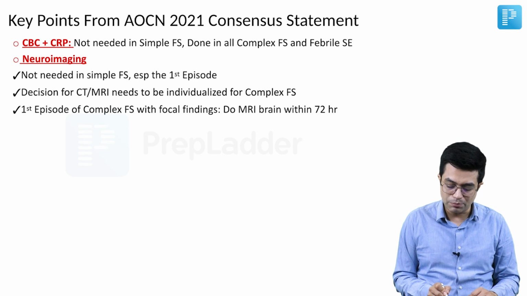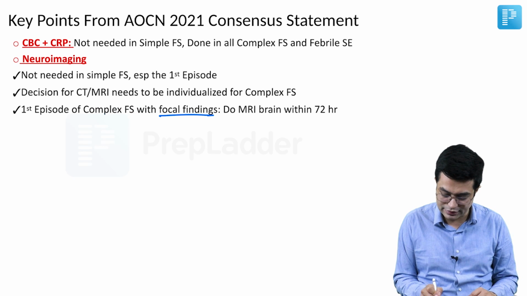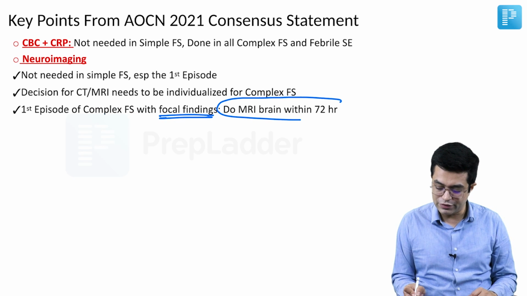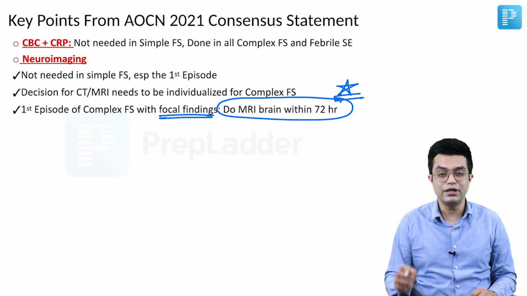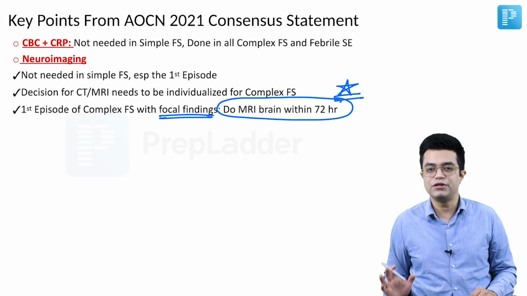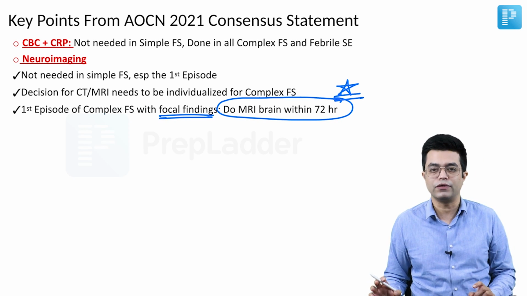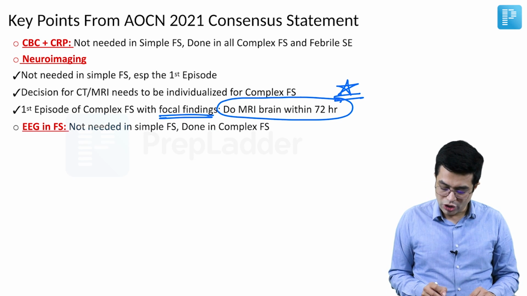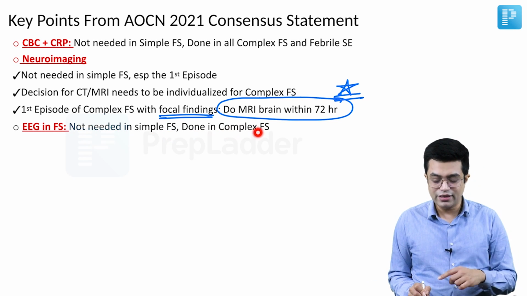And in the first episode of complex febrile seizure with focal findings, you need to do MRI brain within 72 hours. This is a very, very important new recommendation which was not a part of the original recommendation so far. Then EEG in febrile seizure is not needed in simple febrile seizure, but it is done in complex febrile seizure.